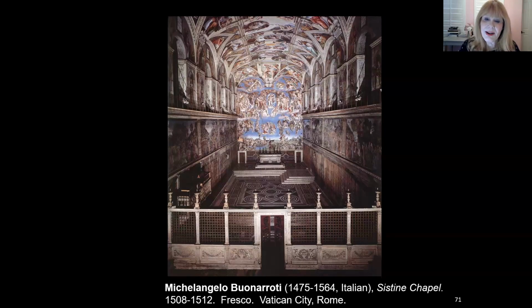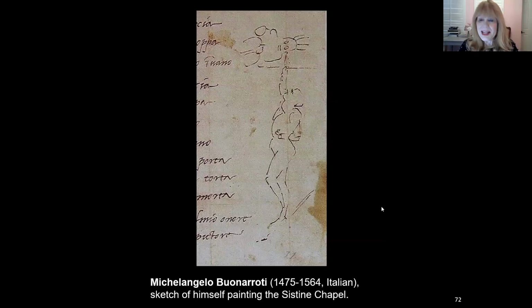And despite what we saw Kirk Douglas do in the movie, he did not lay on his back on a scaffold. He actually built the scaffolds himself. And here he is painting on the ceiling. This is one of his own little drawings. And in letters that he wrote to his father, he complained about craning his neck and how his neck and his shoulders hurt in creating the Sistine Chapel.